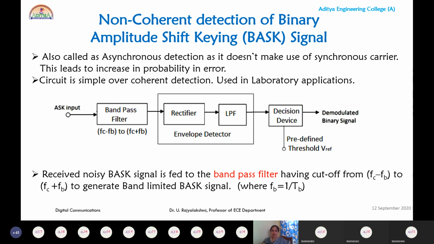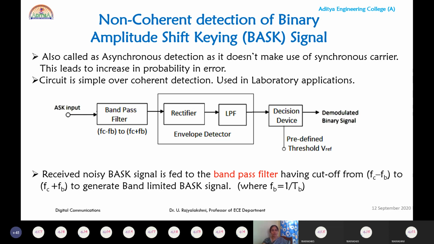And what about the BASK signal? It is fed to the band pass filter. It has cutoff from FC minus FB to FC plus FB. So what is the cutoff of the band pass filter here? In order to generate a band limited ASK signal, we are using a band pass filter in the front end. That is applied to the envelope detector.